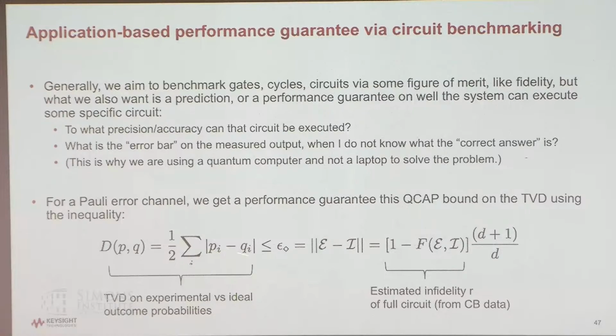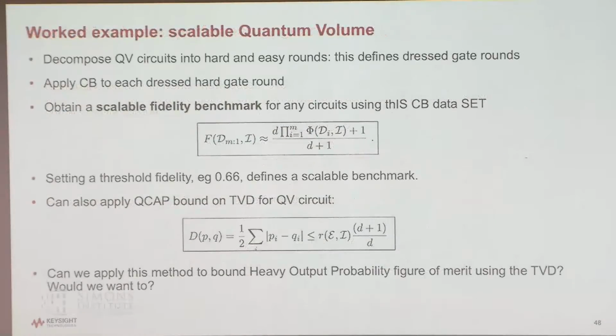And now we can use this TVD bound to bound how close some observable will be. So say you're simulating an Ising model and you want to talk about the total polarization or total magnetization of that Ising model. Well, it's very easy to see that this gives a very tight bound on the total magnetization based on this table of process infidelities.